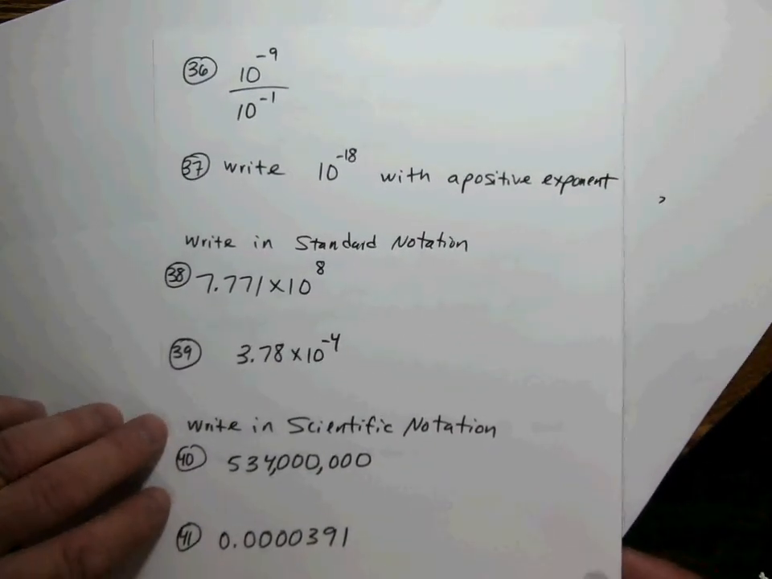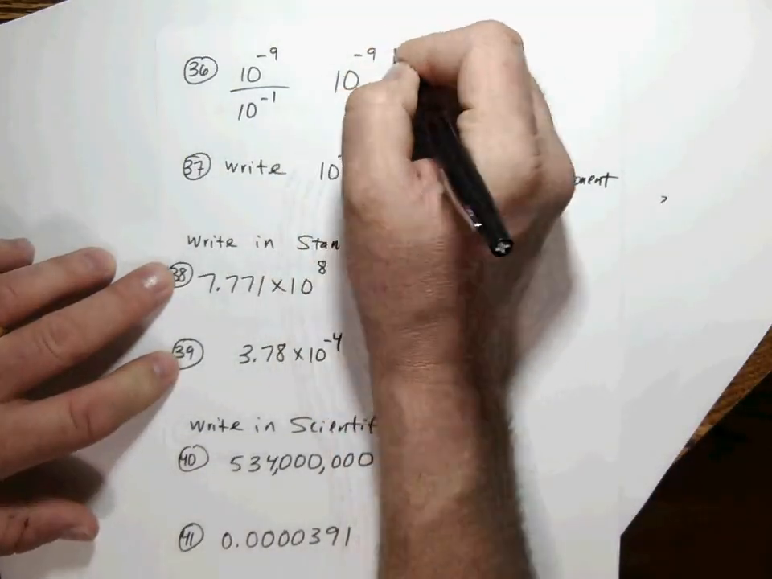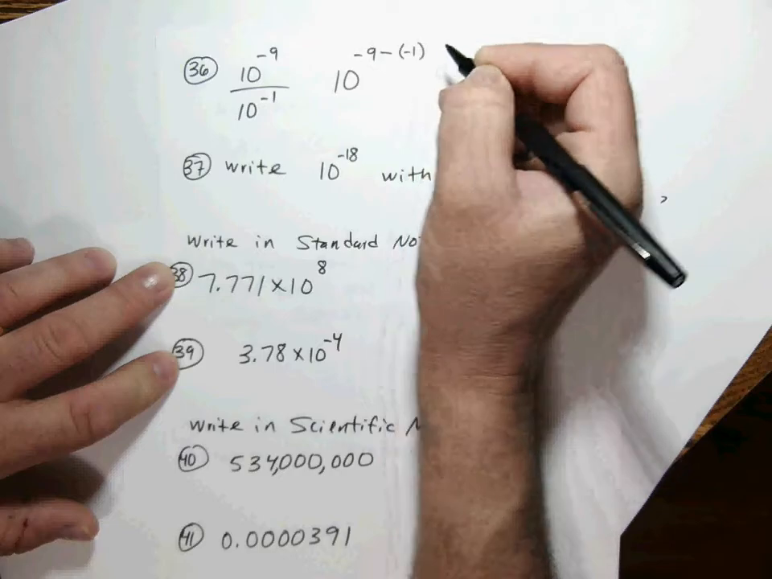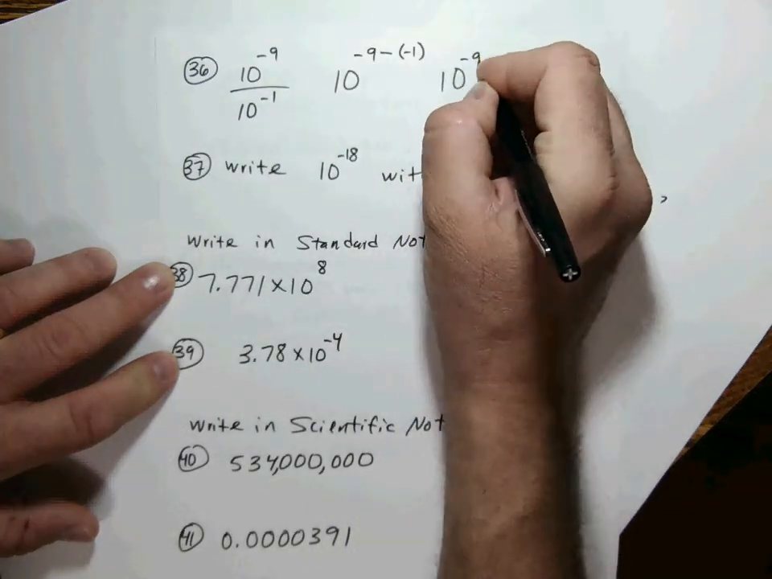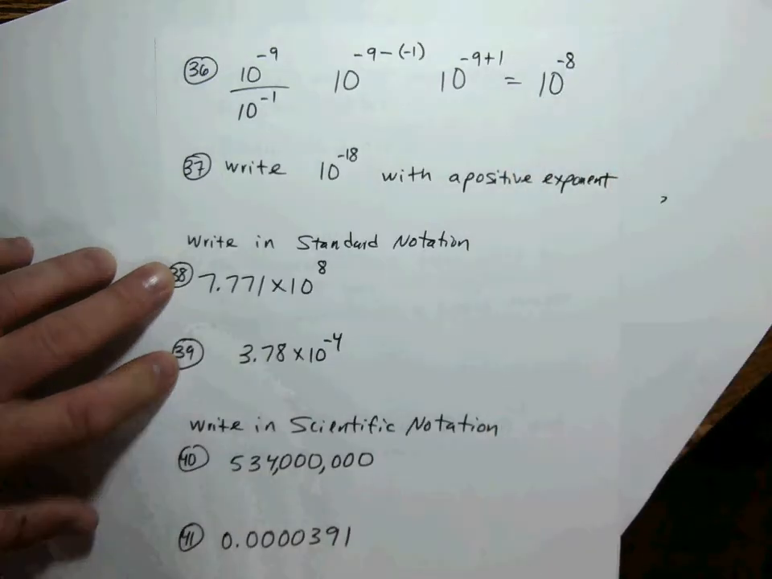Alright, number 36. Once again, I'm subtracting. Let me write this one out. So it's going to be negative 9 minus negative 1. So that's negative 9 plus 1. That's 10 to the negative 8th power.